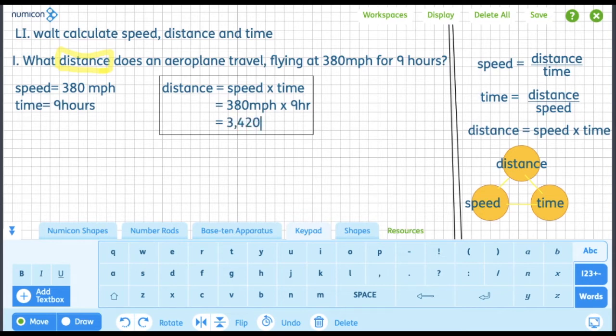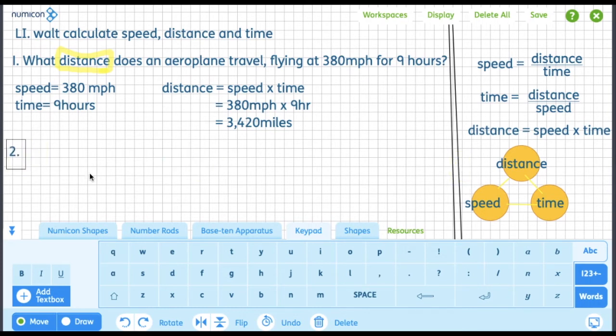3,420. Now, distance. What unit is it going to be measured in? So we have hours, and the speed was miles per hour. So the distance is going to be measured in miles, okay? So use your clues from the other two units to tell you what your next unit is going to be, all right? So we've calculated the distance. So if the plane travels at 380 miles per hour for 9 hours, it will travel 3,420 miles.